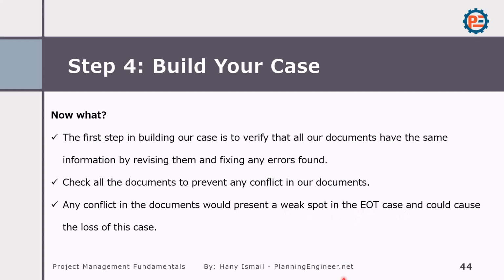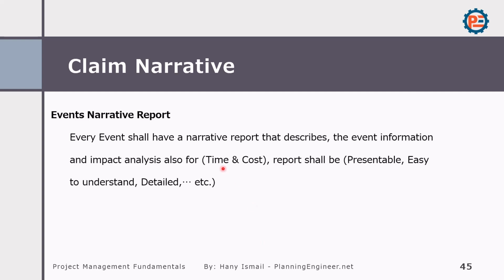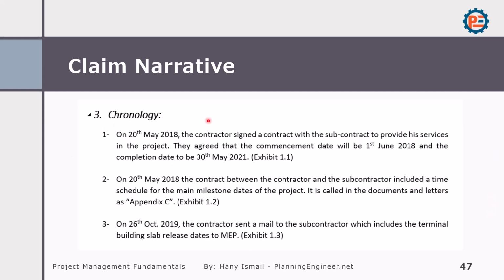This is very important. And you should prepare the claim narrative, which is very important because every event shall have a narrative report that describes the event information and impact analysis for time and cost. What I mean by claim narrative? A claim narrative is a document that will tell simply how we ended up here. You should give the story from the beginning. You should have something called chronology. Chronology is the sequence of events.